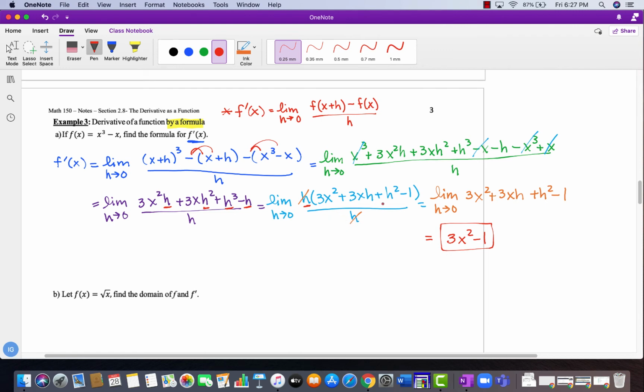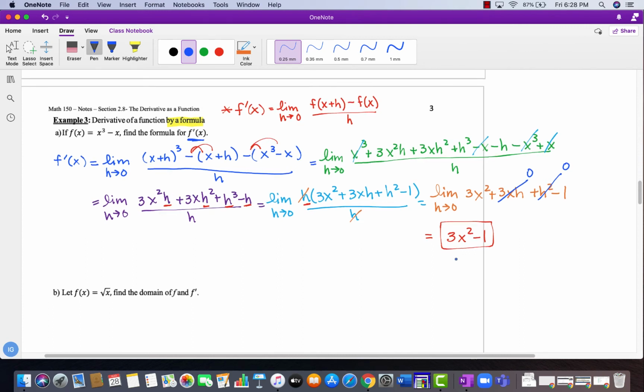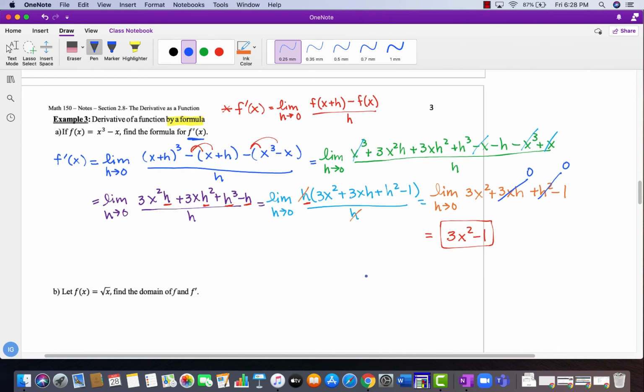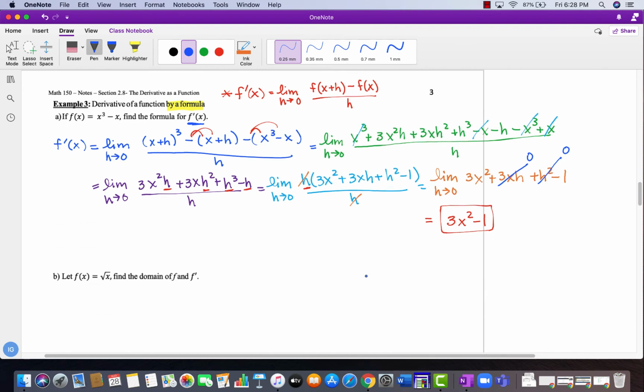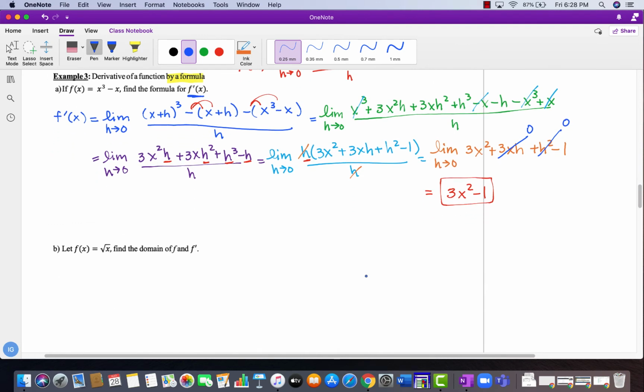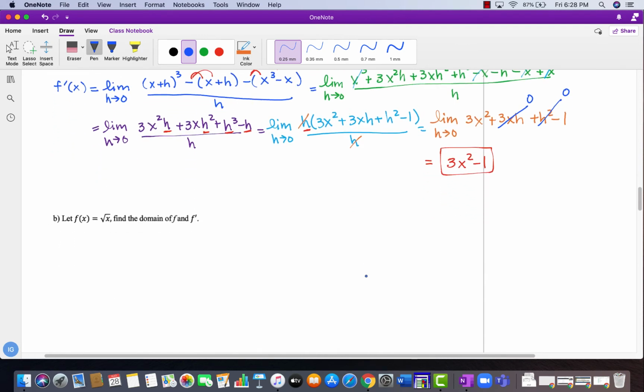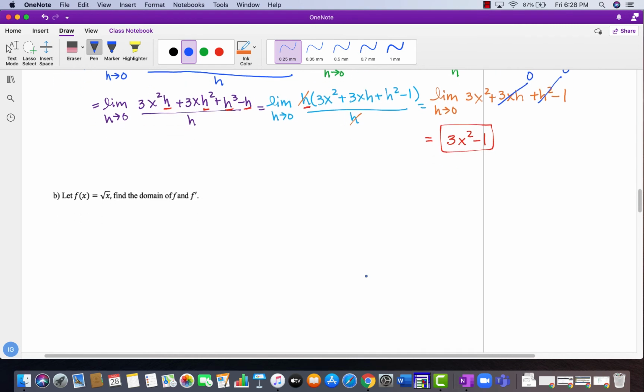Now I'm left with this, but since I'm taking the limit and this goes to 0, this whole thing is going to go to 0. This whole thing is going to go to 0. So you're left with 3x squared minus 1, and that's your answer, okay? If you have any questions on any part of this, please make a note and I can answer them during class. All right, on the next one, we're going to do pretty much the same thing.